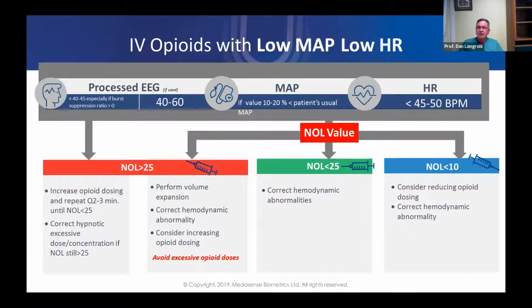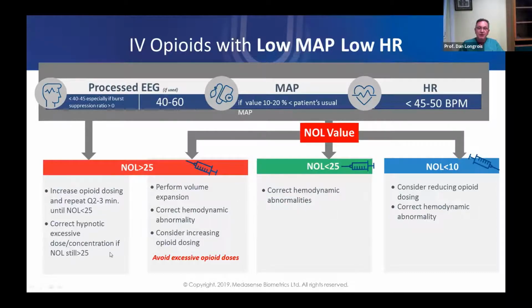Now we have a different situation in which you have arterial hypotension. If arterial hypotension is present, then you have the situation where the NOL is below 10. You may have an excess of opioids. If you've injected sufentanil, it will take time before the sufentanil is eliminated. If you're using remifentanil, the pharmacokinetics is much more favorable, and you are going to be able to decrease the remifentanil concentration. But in any case, you should avoid injecting more opioids if you're using boluses of sufentanil or fentanyl. If the NOL is lower than 25, one should correct the hemodynamic abnormalities.